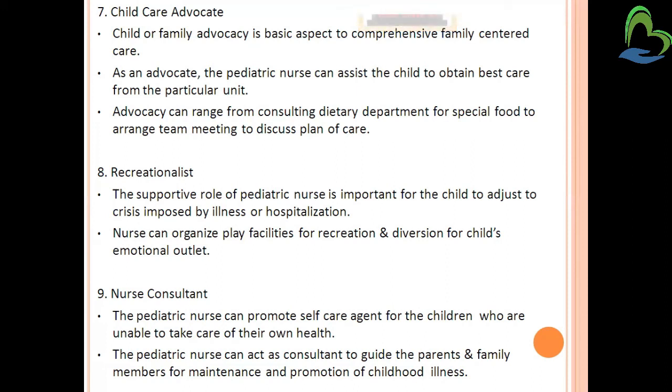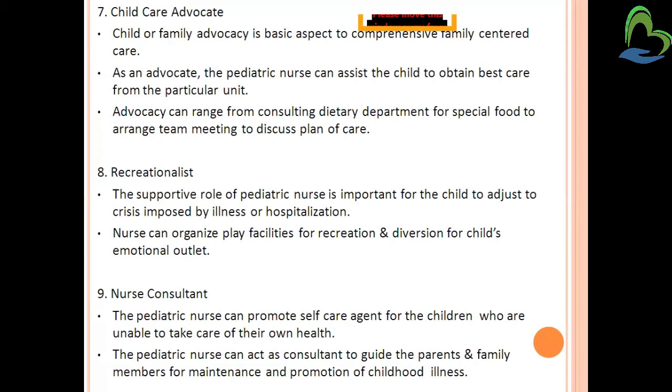Nurse can organize play facilities for recreation and diversion for child's emotional outlet, as the children do not like to stay in hospital. So nurse can organize play facilities, some play activities, so the child's mind will be diverted.